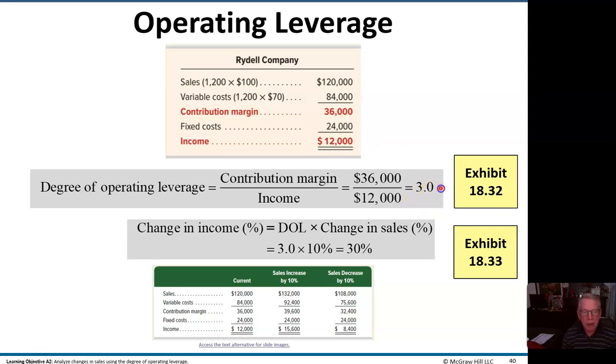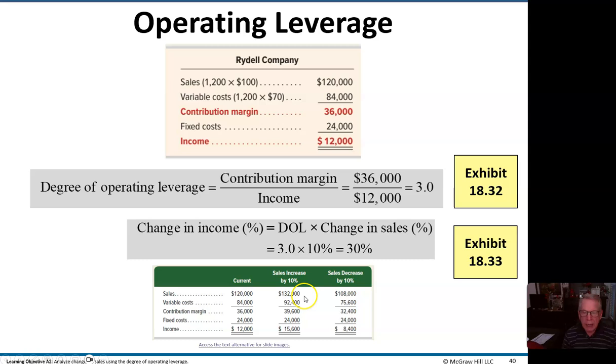And that gives me 3 degrees of operating leverage. Now, the change in income is going to be the degree of leverage times the change in sales. So if I increase my sales by 10%, I'm going to increase my income by 30%. Let's see if it works.